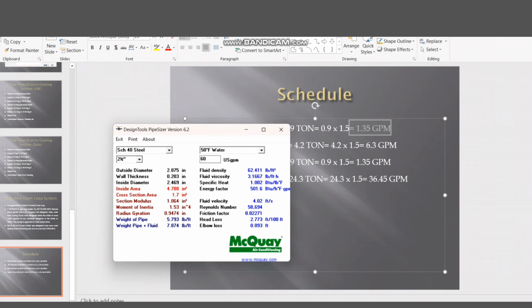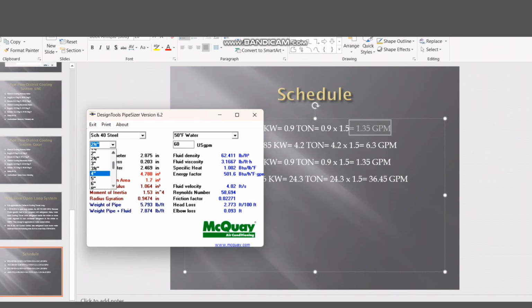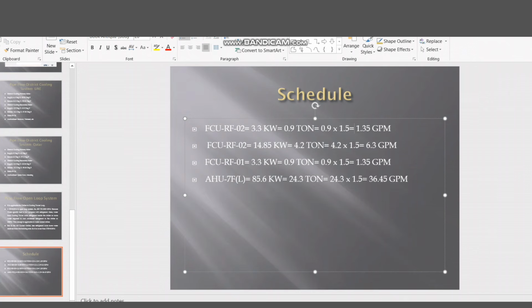So first I will go to this pipe sizer. I will try with any size, for example, let's try with 2 inch. For 1.35 GPM, if you see the velocity is very low, 0.13, so we can reduce the pipe size. So I will go with the 3/4. That is the minimum pipe size we follow for the chilled water system, and the flow is 1.35. If you see the fluid velocity, it's 0.81 feet per second. We can go to a maximum velocity of 4 feet per second. So I can go with the minimum pipe size, 3/4 inch, for this 1.35 GPM.